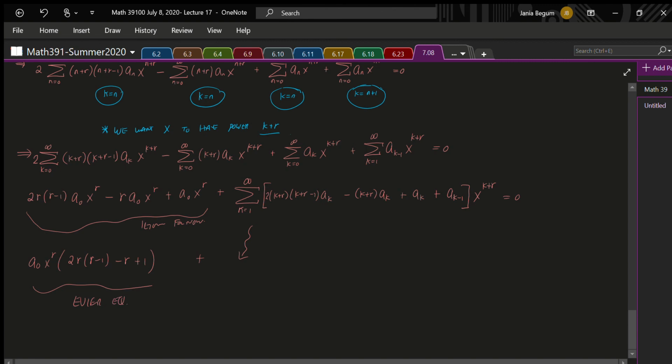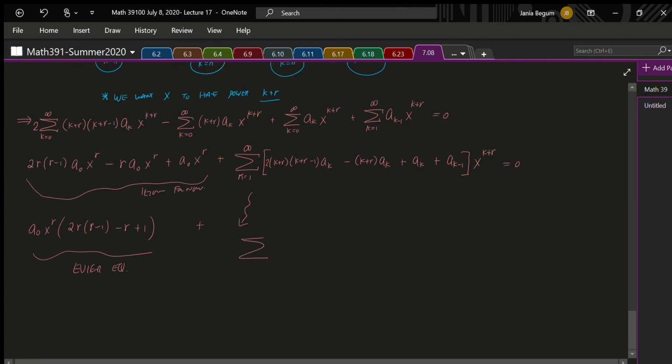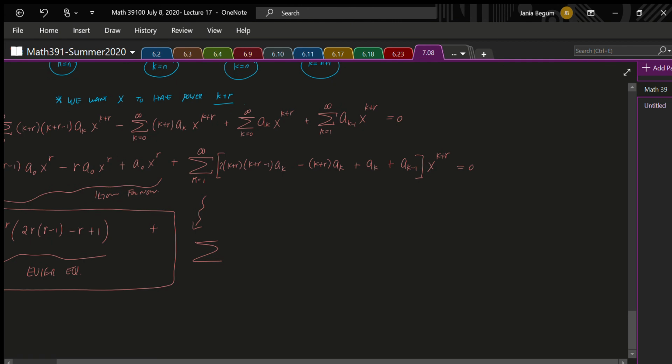Now let's look at this summation. What will this give us? This will give us the recurrence relation. That's what we're after, the recurrence relation. So we finally have arrived at what we wanted. So we have the sum. I'm going to ignore all of this, okay? Because we have this from before. So our next step is to just write out the summation and set it equal to 0.